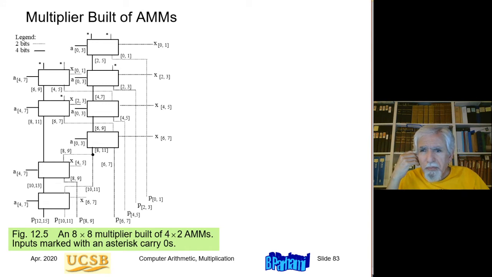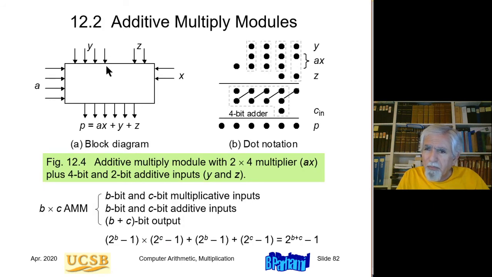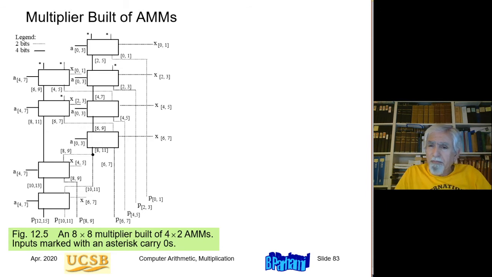Well, here I've shown an 8x8 multiplier built of 2x4 additive multiply modules. So notice that there are 8 additive multiply modules of the type shown here, and nothing else. Remember, when we did recursive multiplication, we needed those small multipliers, but we also needed adders. Well, because the addition capability is built into this module, I can basically use that addition capability so that only 8 2x4 additive multiply modules are needed to build this 8x8 multiplier.